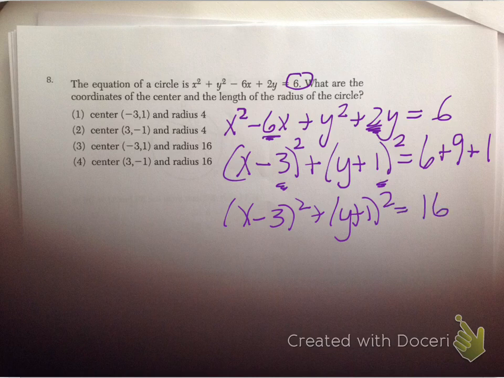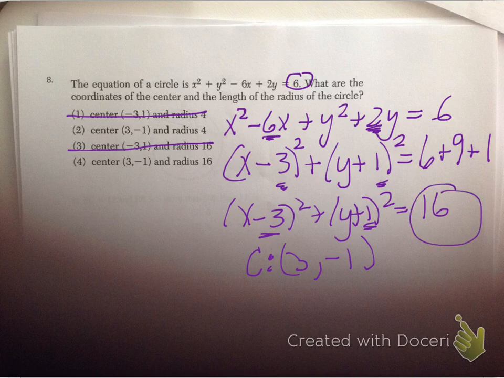Okay, so the center is going to be the opposite signs of these. So we're going to have 3, negative 1, that's our center. So right away you know it can't be that one and it can't be that one. And then you take the square root of that number to find the radius. So therefore the radius is 4. And number 8, the answer was 2.